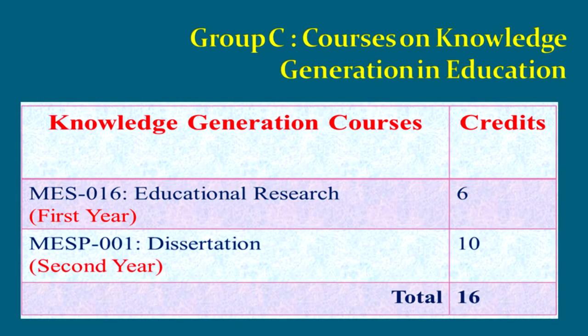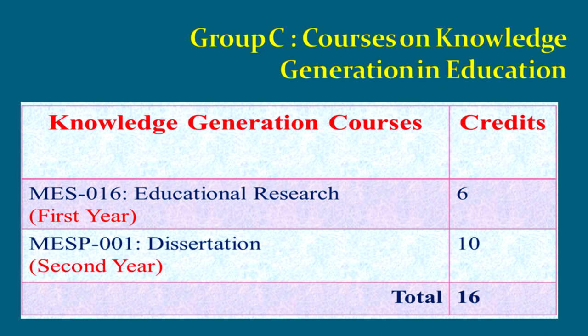Then in the third group, 2 courses are included. These courses are on knowledge generation in education. It will help you to understand and create certain knowledge. You have to understand educational research and at the same time to pursue research also. So keeping in consideration the development of certain skills and competencies so far as conducting research and writing reports, 2 different courses are included in this group.